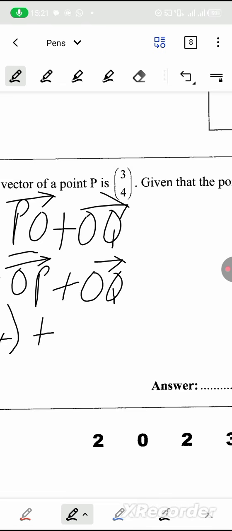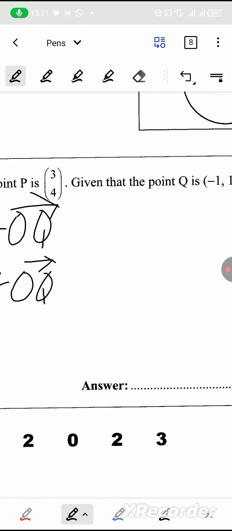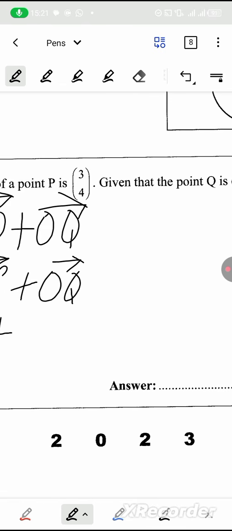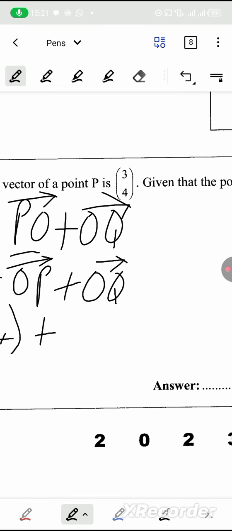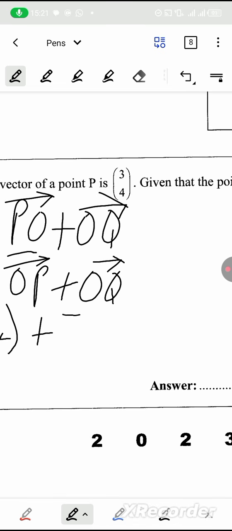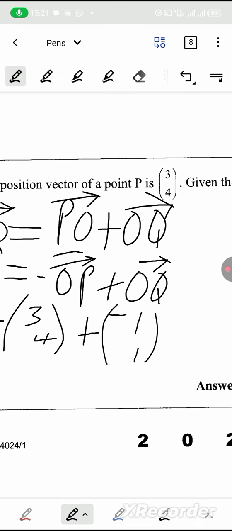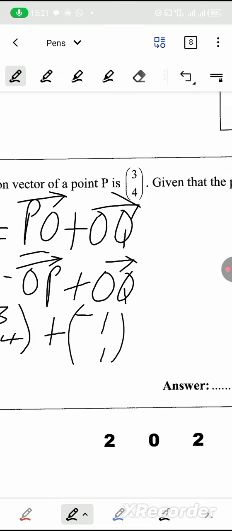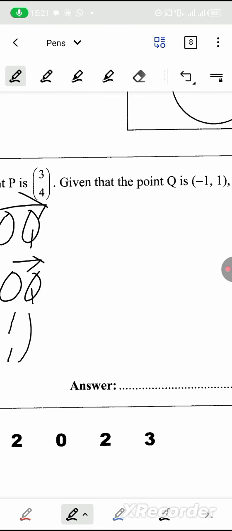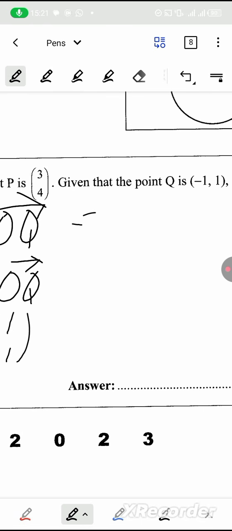Then what about Q? For Q, we are given negative 1, 1. So this one is going to be written in vector form, in column vector. So negative 1 will be on top there, then 1. Then again, you will cross. Then from there, we have to simplify this. Remember, this negative is affecting everything there. So simply means this side we are going to have negative 3, then negative 4.